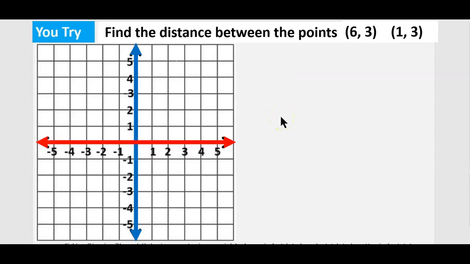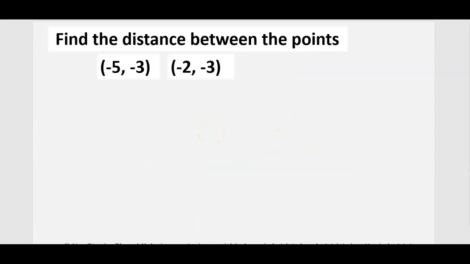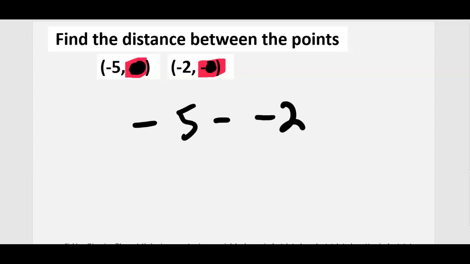But this one here, let's see what we got. The negative 3s are the same. We're not using those. We're just using the negative 5 and the negative 2. Now what do we do? Negative 5, negative 2. Do we subtract them? Do we add them? I'm a little confused here.